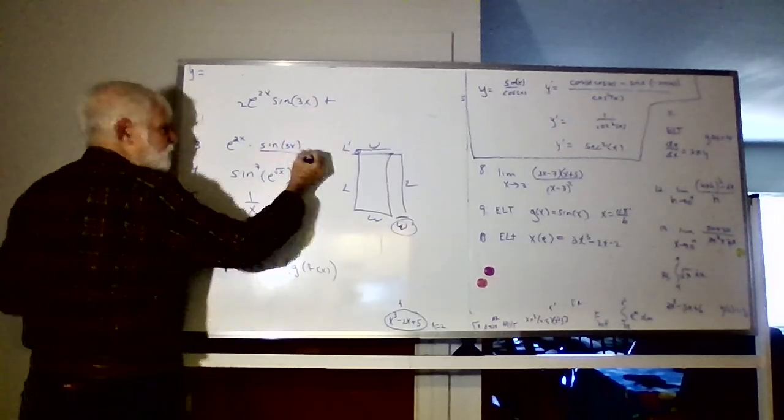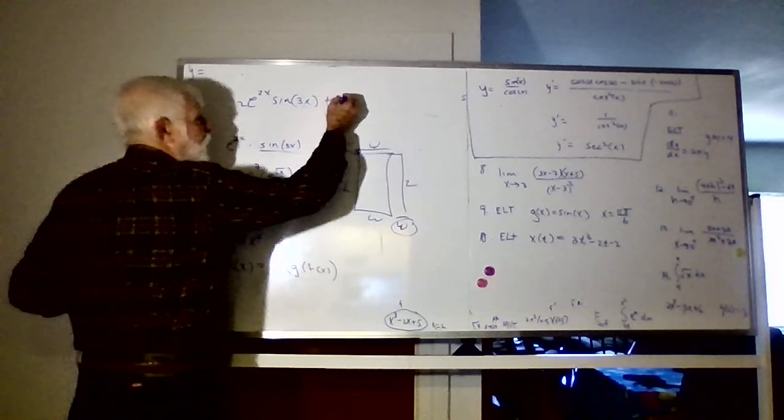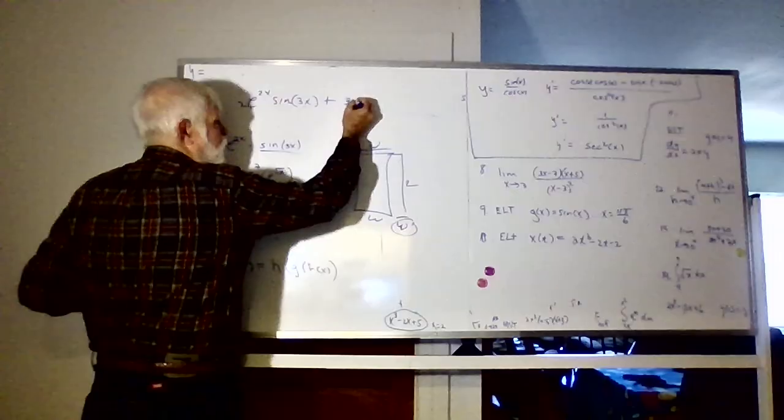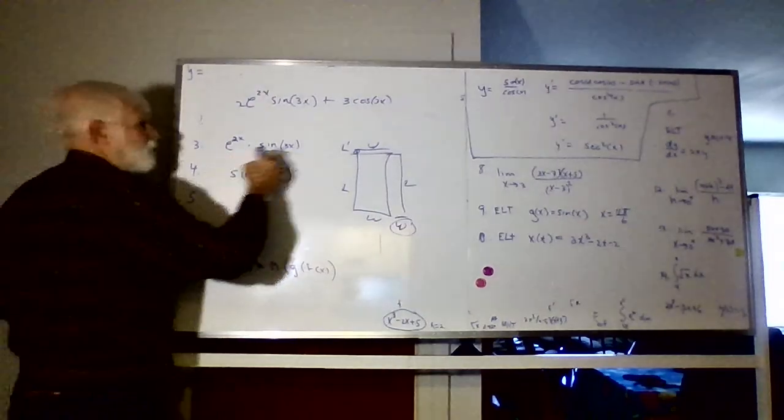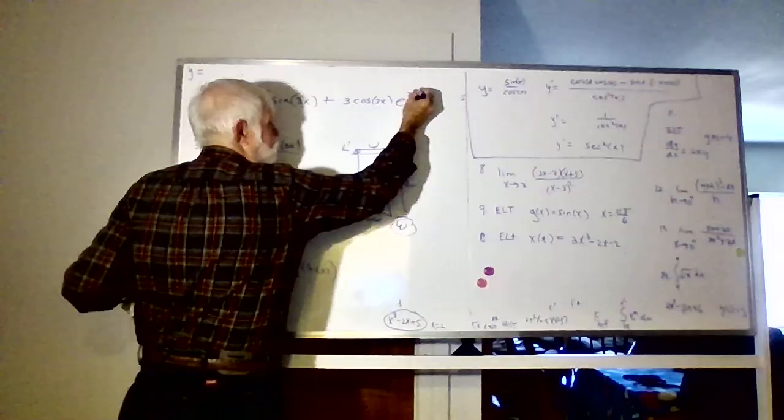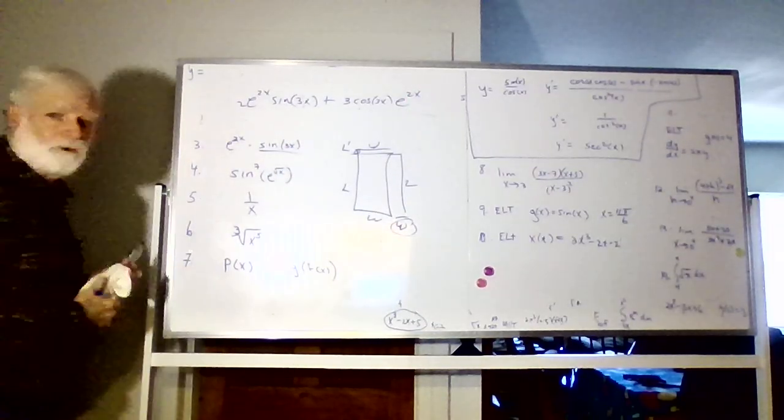Plus then the derivative of the sine function, which is cosine of 3x times 3. So 3 cosine of 3x. And leave the first one alone. Okay, and there's your product rule.